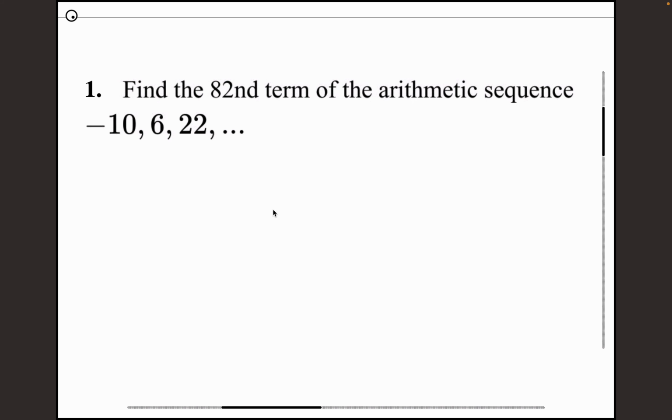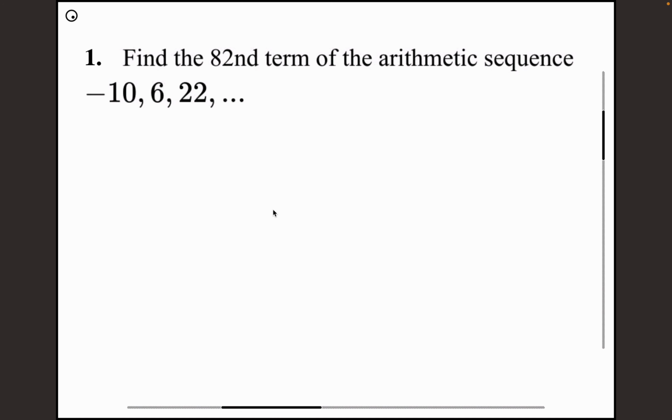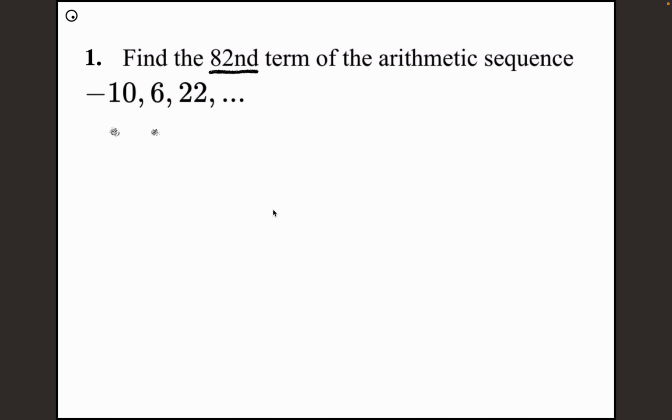Okay, so let's go ahead and look at our first example. Okay, so this says find the 82nd term of the arithmetic sequence. So arithmetic, and this is going to be our 82nd term. So that's one thing that we need to look at, okay? And then here are our first three terms. So our first three terms are right there.